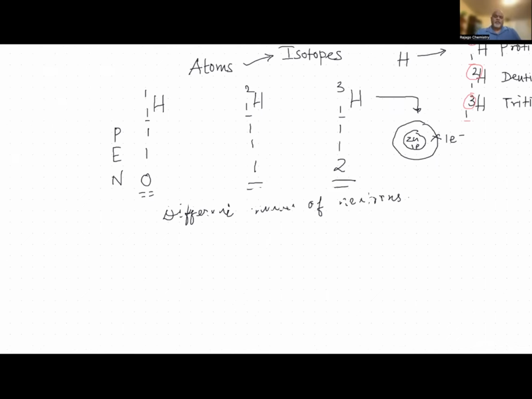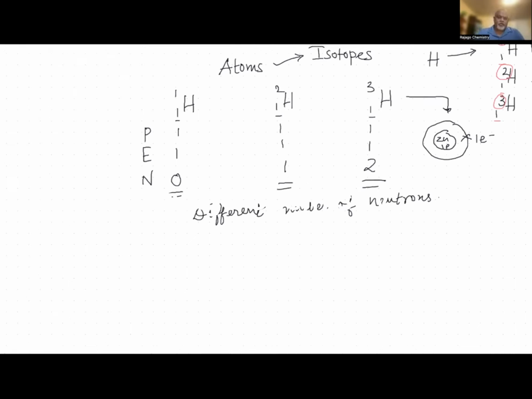How can we discover this? We have a machine called mass spectrometry. The mass spectrometry machine can identify how many isotopes there are and in what proportion they are formed in each of the elements. If you take hydrogen and put it in mass spectrometry, it can identify that it forms 3 isotopes, and in certain ratios.